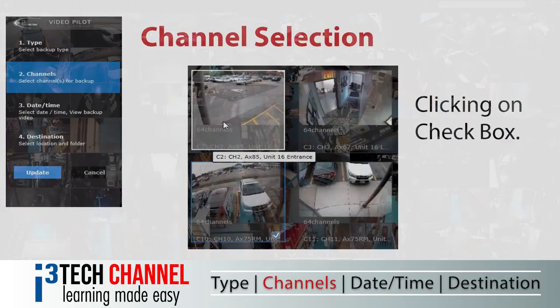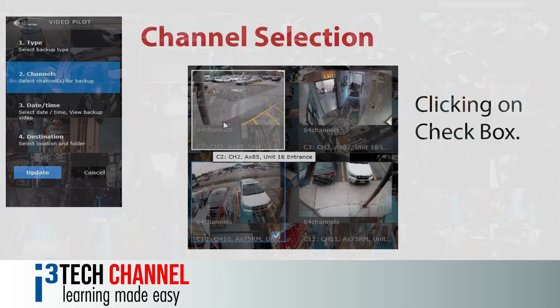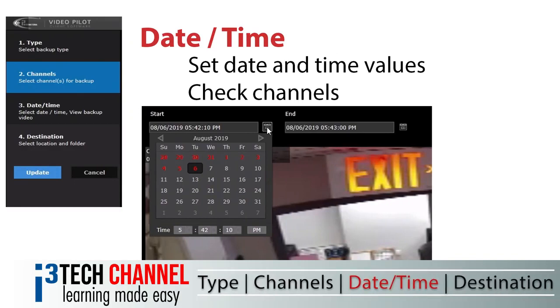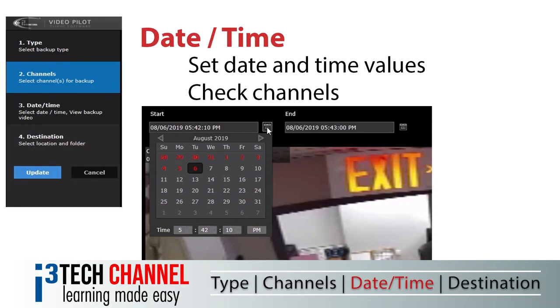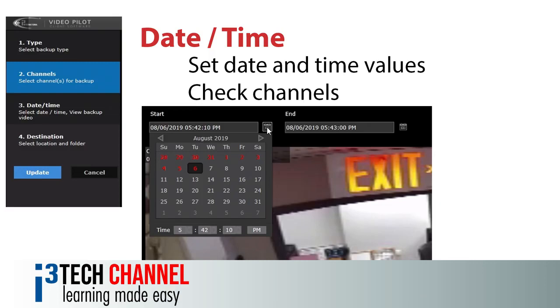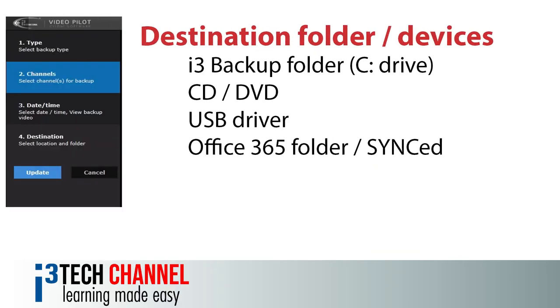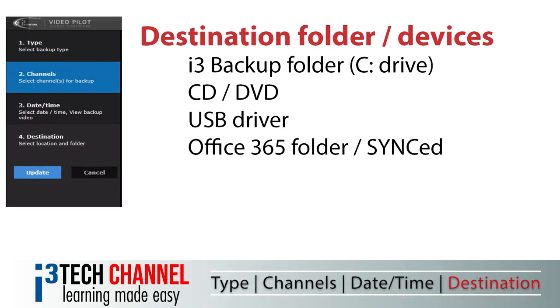The next step is channel selection. This is a simple process of clicking on the channel and clicking on the checkbox. Thirdly, setting the date and time of start and end of each recording and reviewing each channel for accuracy of recording as well. And finally, the destination folder or devices.